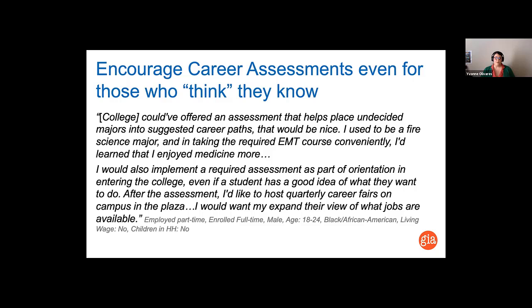I would also implement a required assessment as part of orientation and entering the college, even if a student has a good idea of what they want to do. After the assessment, I'd like to host quarterly career fairs on campus in the plaza. I would want to expand their view of what jobs are available.